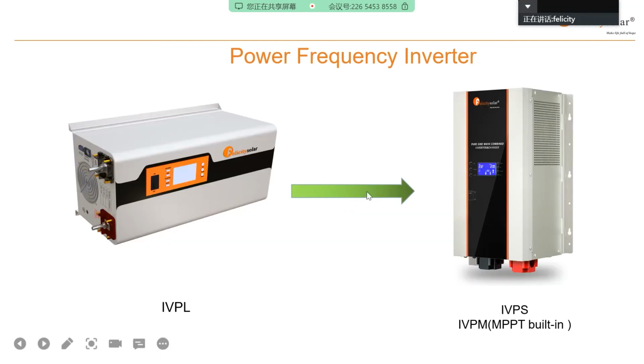Okay, this is the high frequency. Now is the power frequency, meaning low frequency. Our low frequency has been upgraded to IVPS and IVPM. Previously it was this one, like this IVPM. And now it becomes IVPS and IVPM. IVPM means the MPPT is built in, meaning you can connect the solar panels directly to the inverter. You don't have to charge the battery with a separate MPPT charger, because this one already has an MPPT charger built in.